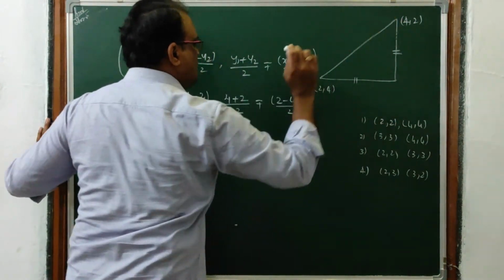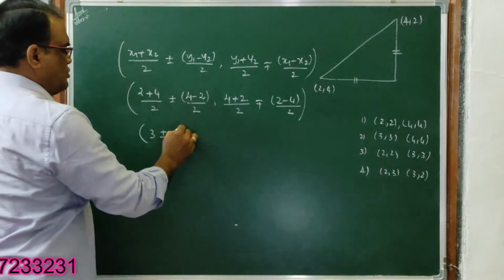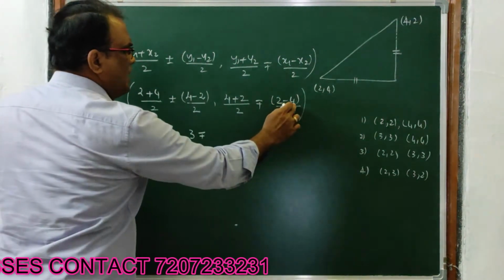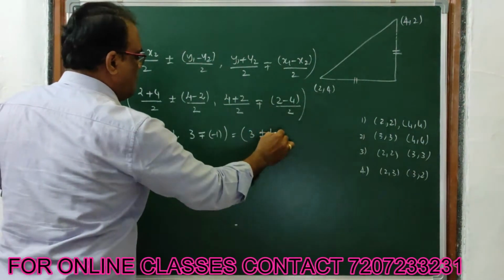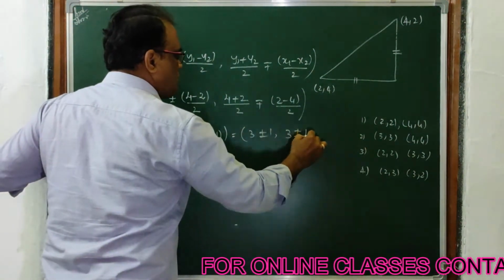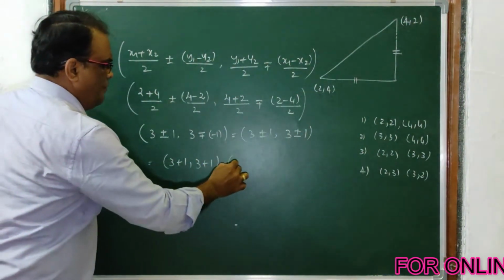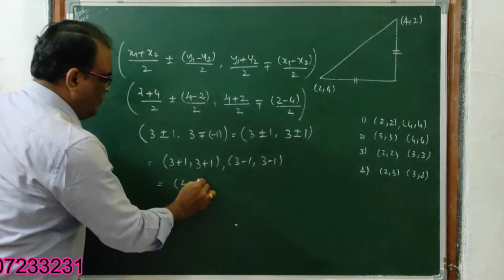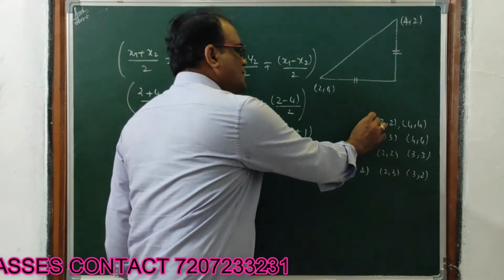Consider this as (x1, y1) and that as (x2, y2). So 6/2 is 3, plus or minus 2/2 which is 1, and 6/2 is 3, minus or plus (2 - 4)/2 which is -1. So 3 plus or minus 1: minus into minus is plus, plus into minus is minus. So you have (3 + 1, 3 + 1) and (3 - 1, 3 - 1) as another one. So you have (4, 4) and (2, 2). That is the first option.